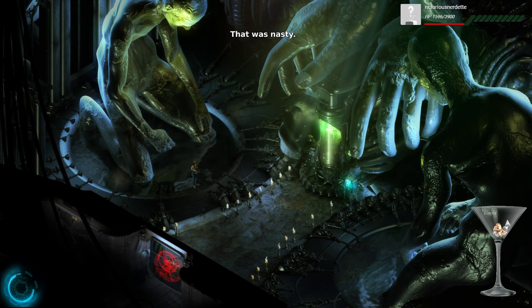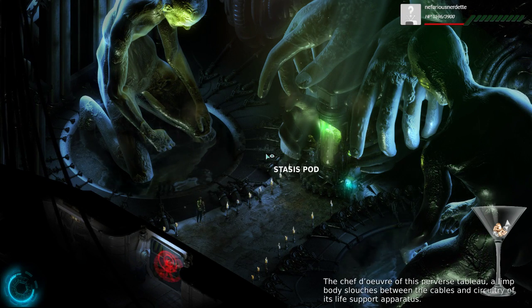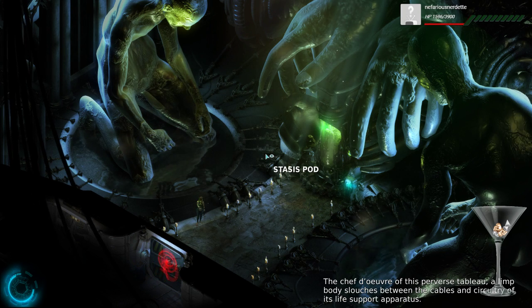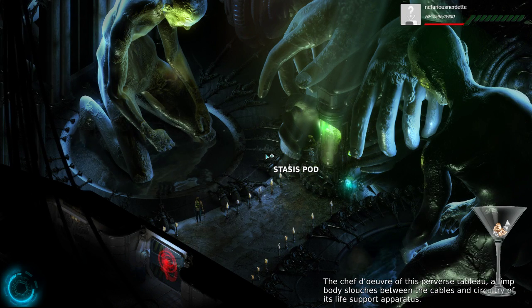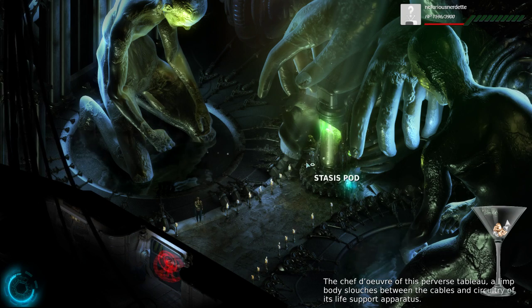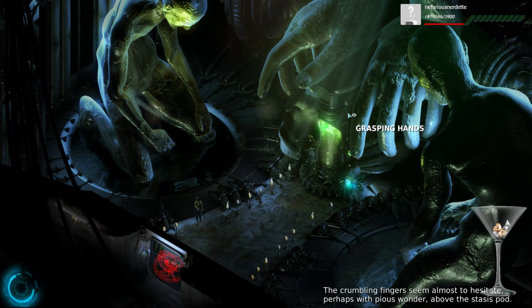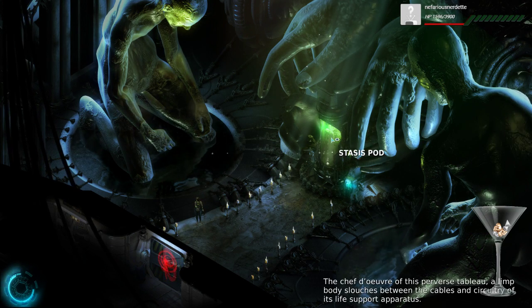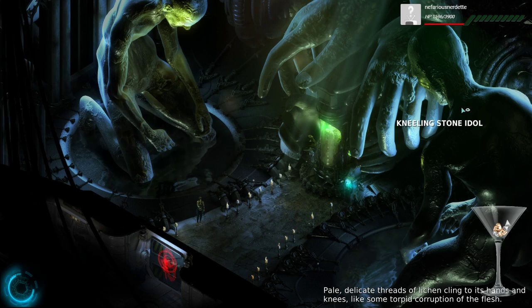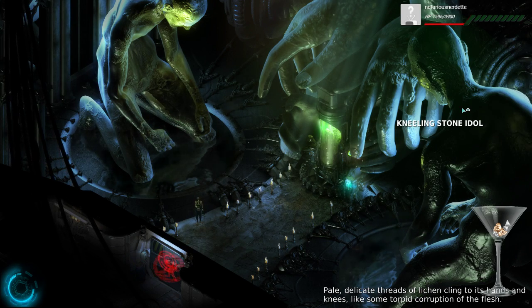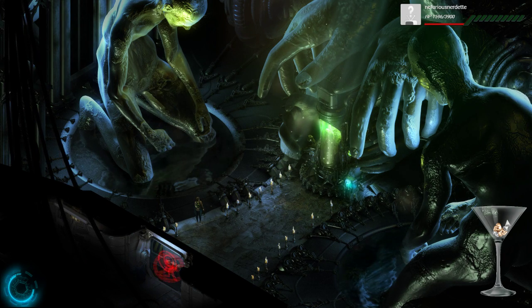Stasis pod, the chef d'oeuvre of this perverse tableau. A limp body slouches between the cables and circuitry of its life support apparatus. Grasping hands. The crumbling fingers seem almost to hesitate, perhaps with pious wonder above the stasis pod. Kneeling stone idol, pale, delicate threads of lichen cling to its hands and knees like some torpid corruption of the flesh. A moldering monument to humanity's many sins.